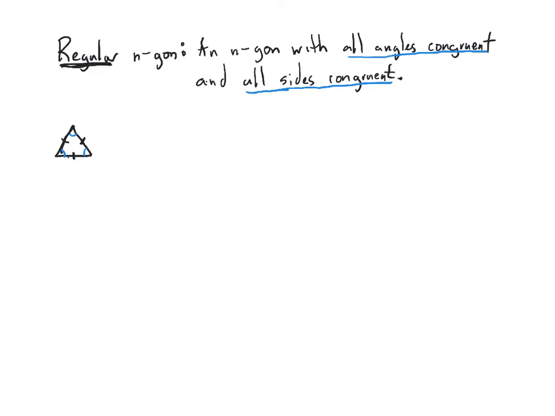Okay, now let's do 4 sides. Well, we want all sides to be the same length, and all angles are the same angle. So that's your square, and then you're going to have a regular, say, pentagon. I'm going to do my best to draw this.